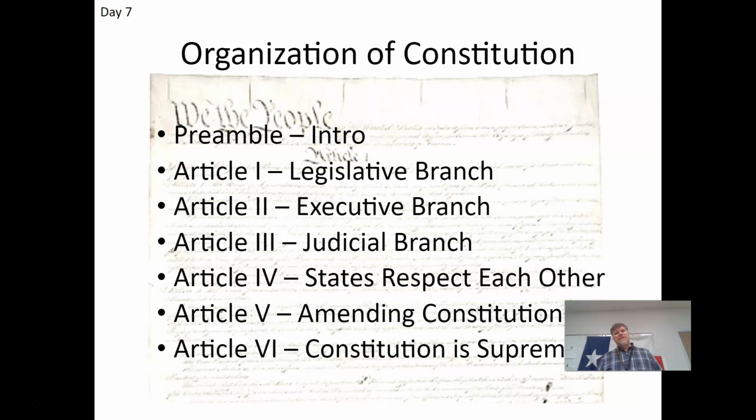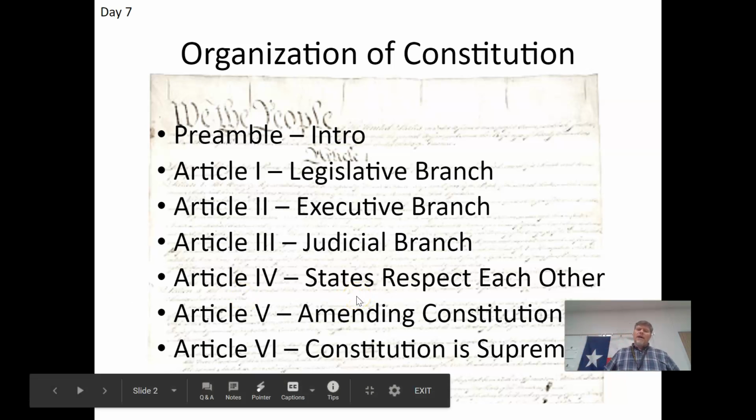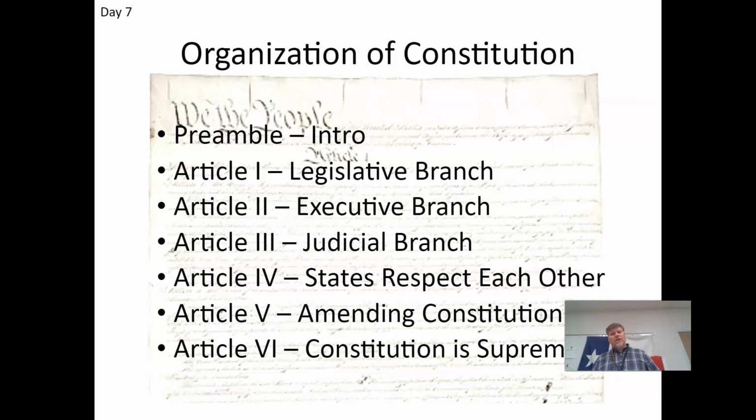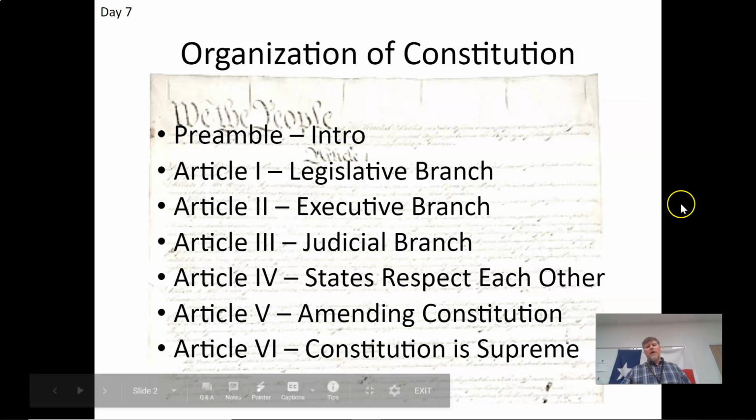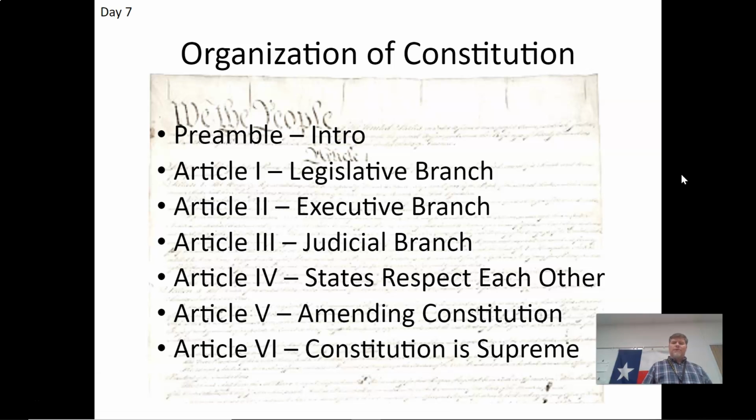Article 2 talks about the executive branch, that's the president. Article 3 talks about the judicial branch and their role, and Article 3 is even the smallest of those 3. Article 4 states that the states respect each other. Article 5 talks about how to amend the Constitution. And Article 6, the Constitution is supreme. And so those are rounding everything out there.